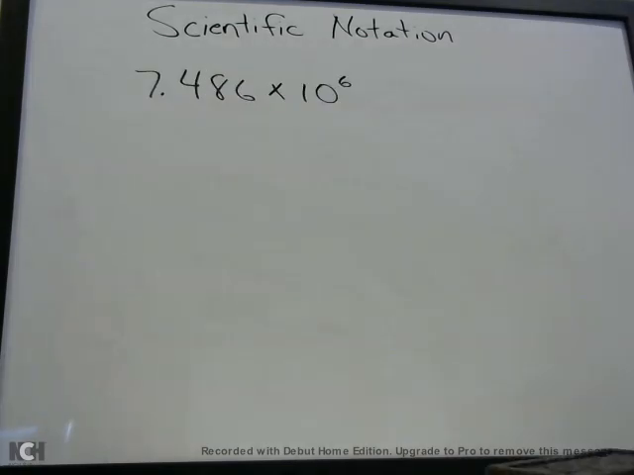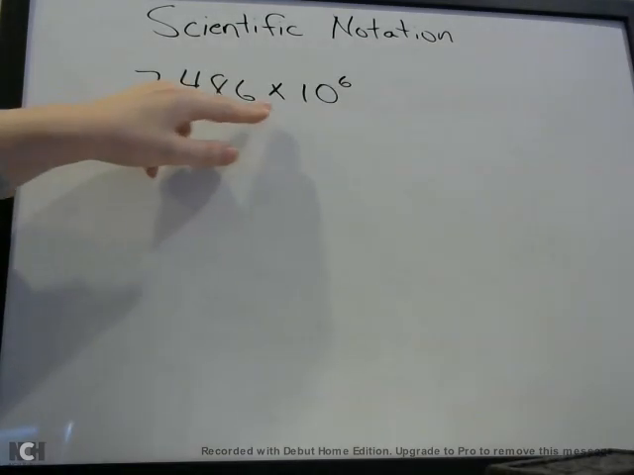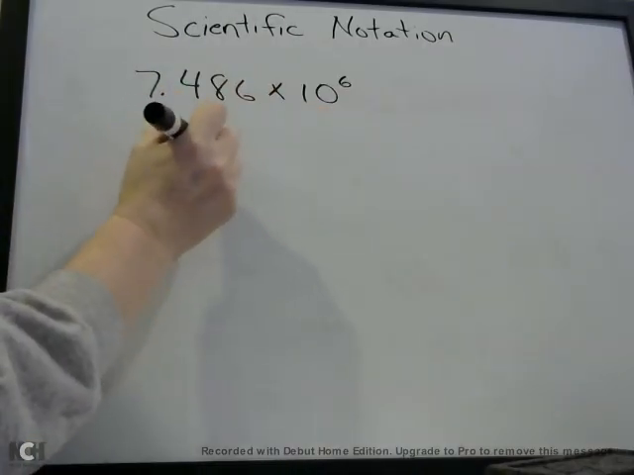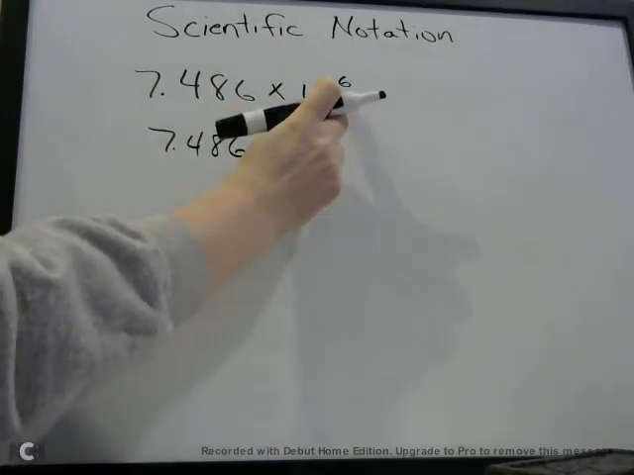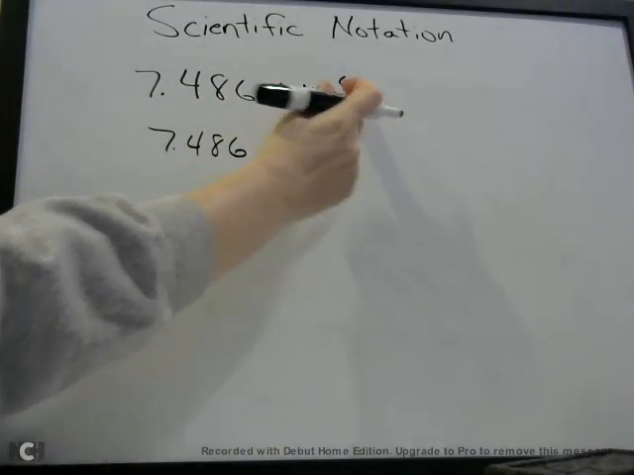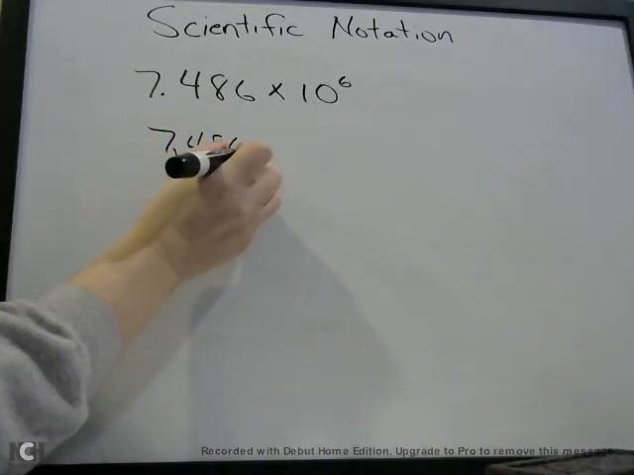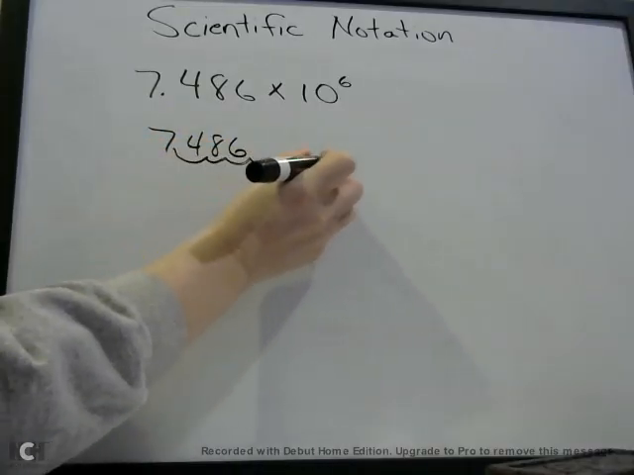So let's look at this example. We have 7.486 times 10 to the 6th. All we do is take 7.486, and we're going to move the decimal point. Since this is a positive exponent, we're going to move it to the right. 1, 2, 3, 4, 5, 6 spots.